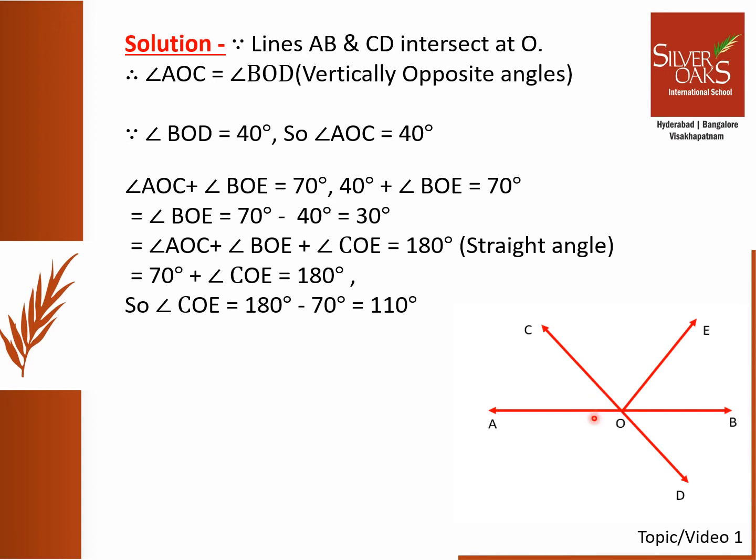Given angle AOC plus BOE is 70. So 70 degrees plus COE is 180. How will you find out COE? By taking the 70 degrees to the right side, you will get angle COE as 110 degrees. Understood? Now we have to find out reflex angle COE. That is nothing but 360 degrees minus COE, which is 110. You got 150. Hence proved.